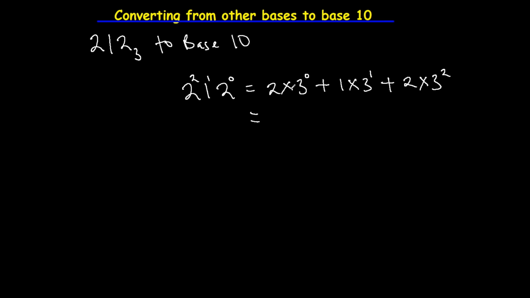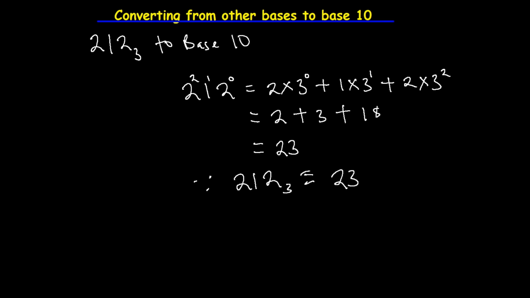This is equal to, 3 raised to the power 0 is 1. So 2 times 1 is 2, plus 1 times 3 raised to the power 1, which is 3, plus 2 times 3 raised to the power 2. 3 raised to the power 2 is 9. So 2 times 9 is 18. So our answer is equal to 2 plus 3, 5, plus 18, equals 23. So therefore, 212 in base 3 is equivalent to the number 23. Here is our answer.